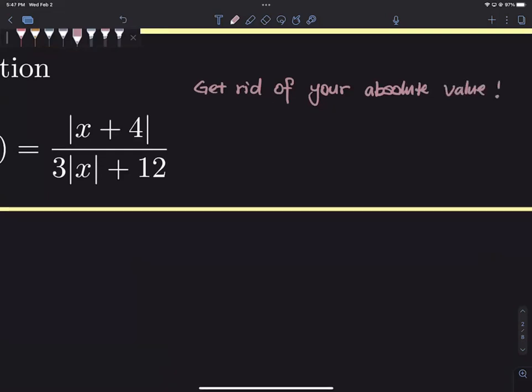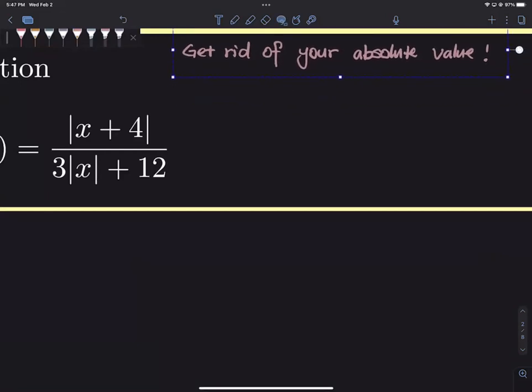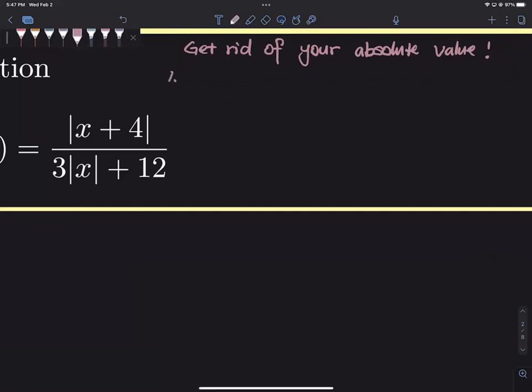Because they are annoying. They are annoying for everyone. How do we do that? There are many ways to do that. So the first way you can do is you write it as a piecewise function.